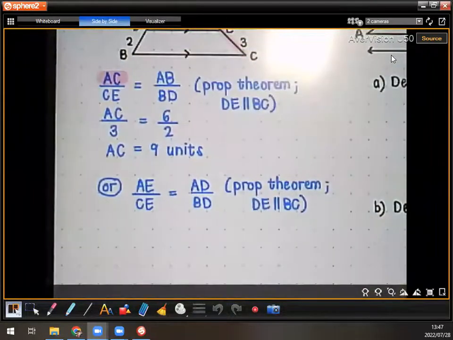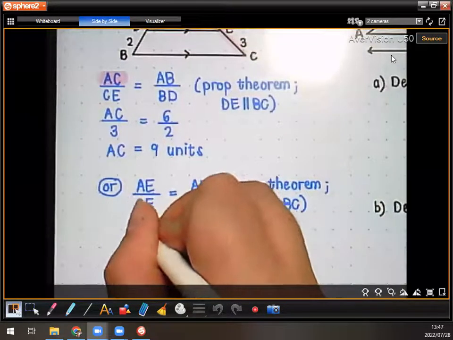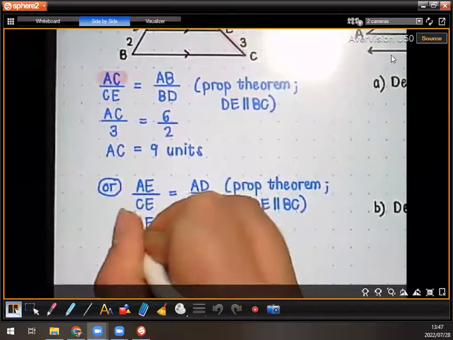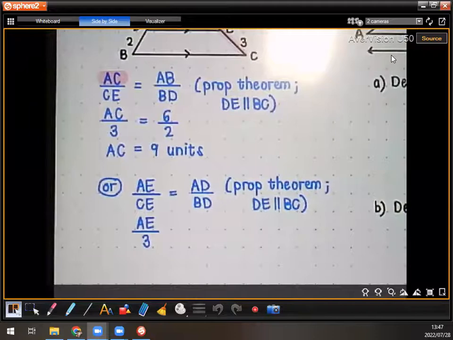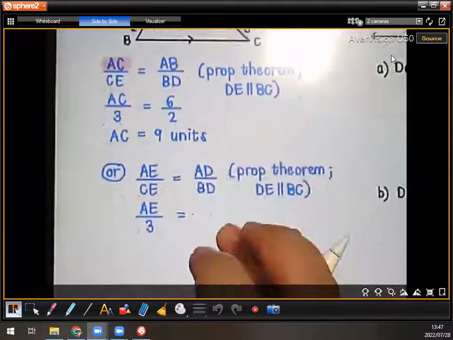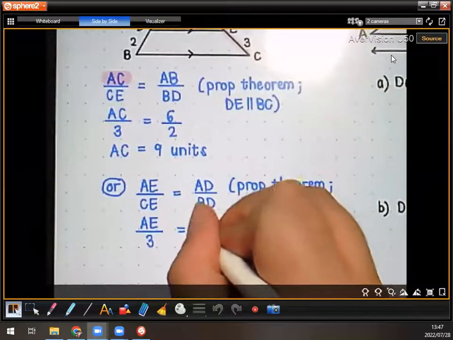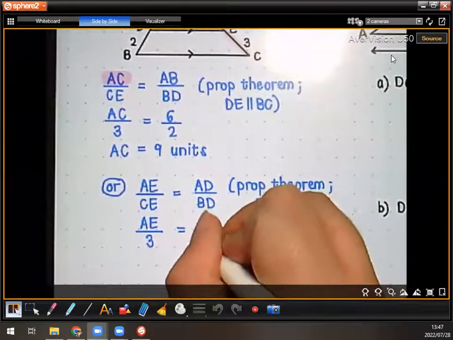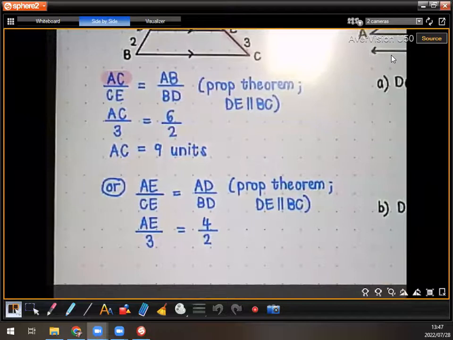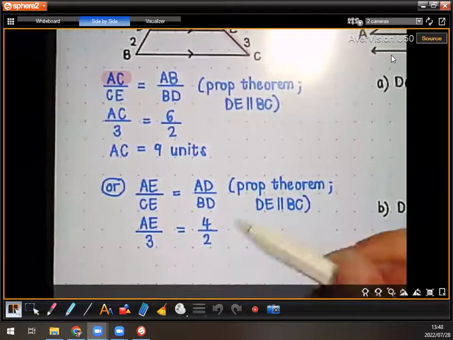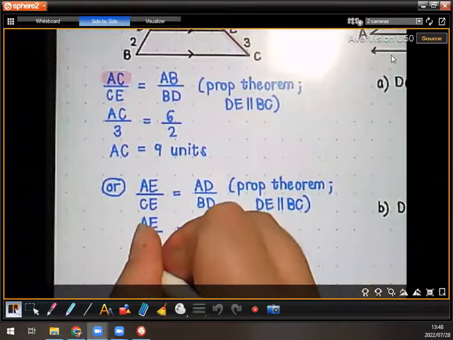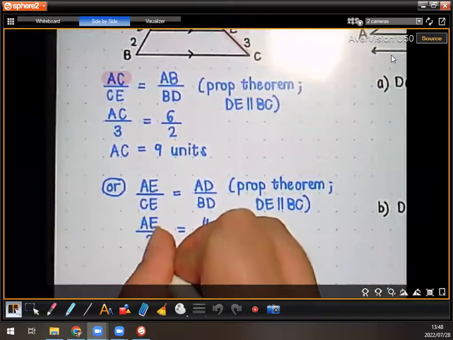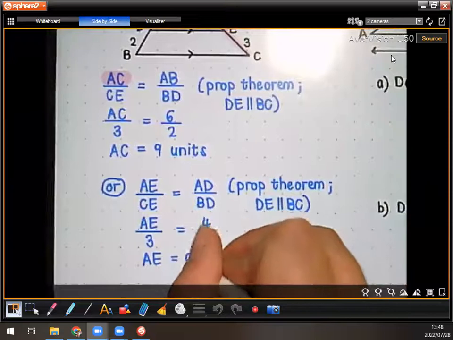Then you can fill in all of those values. AE is the one we are trying to find. CE was 3. That is equal to AD was 4 over BD was 2. 4 over 2 is just 2, hey? And then you must times that by 3. So from that, we will get that AE is 6 units.